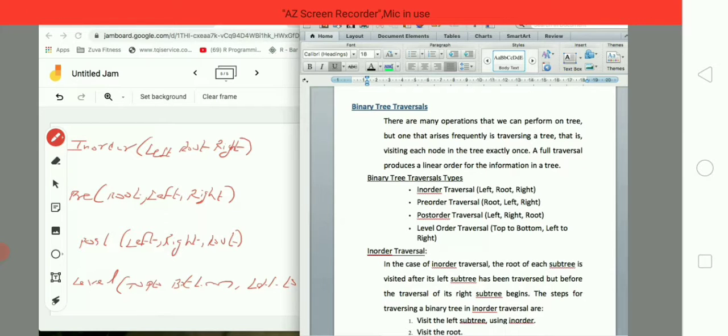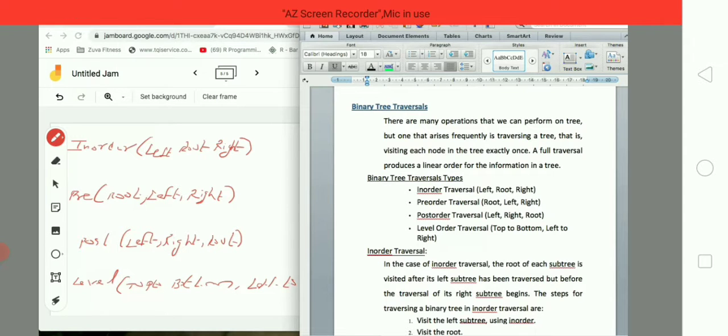There are many operations that we can perform on a tree, but one that arises frequently is traversing a tree, that is, visiting each node in the tree exactly once. A full traversal produces a linear order for the information in the tree. We have four types of binary tree traversals. They are in-order, pre-order, post-order, and level order.